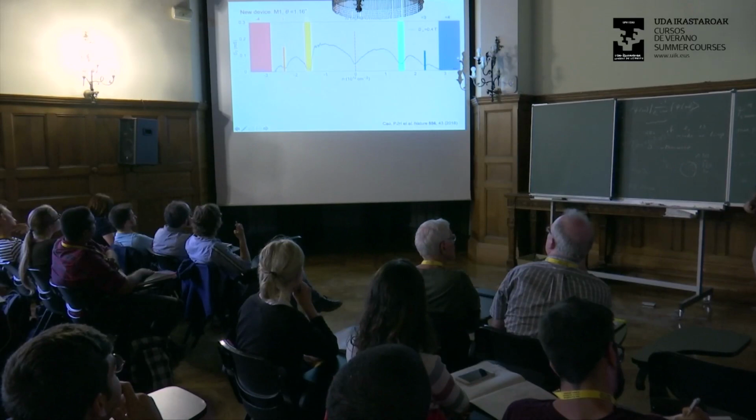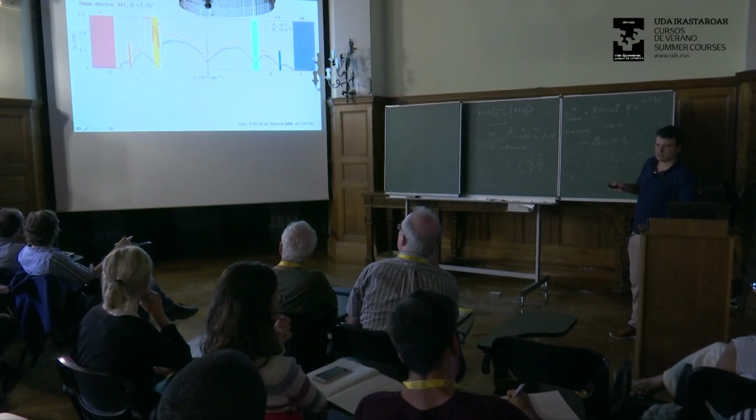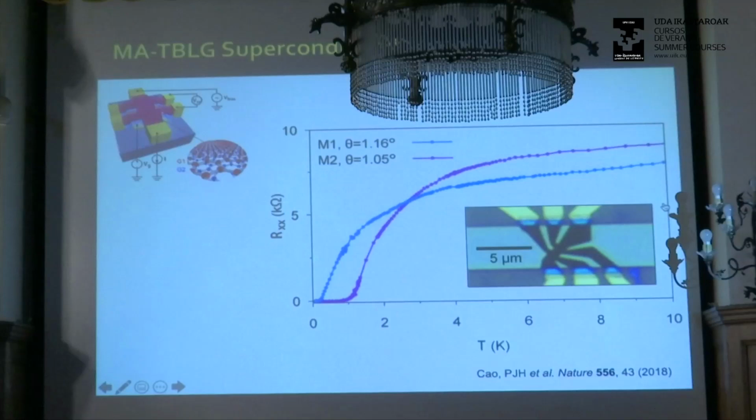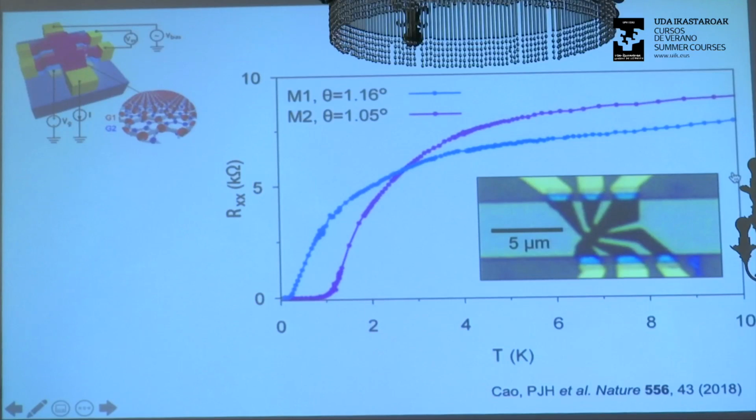Okay? Now, if you remove the magnetic field, you see that not much happens around the correlated insulator state for electrons, but a lot happens around the correlated insulator state for holes. If you now switch to a 4-terminal geometry and measure the actual resistance of the devices, what you see is that magic angle twisted bilayer graphene superconducts.